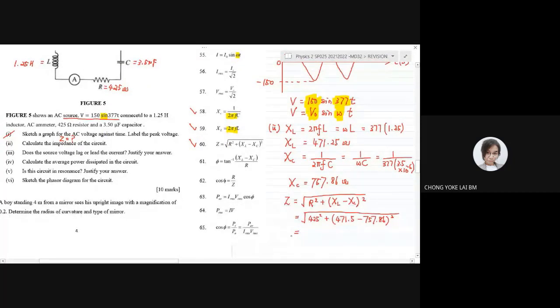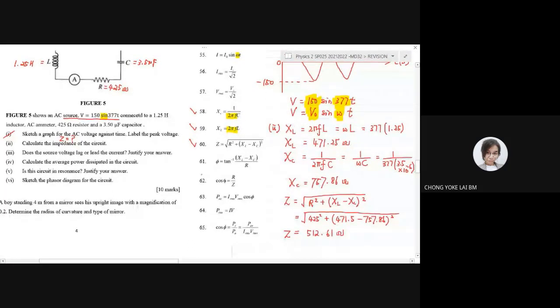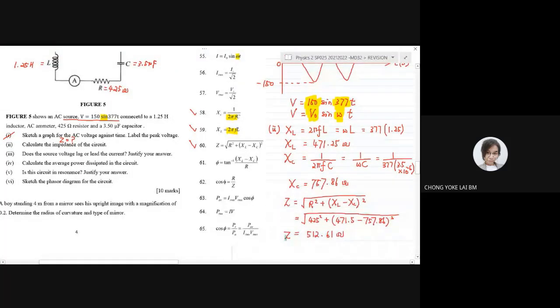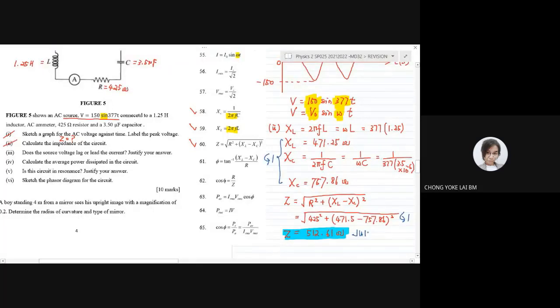Then when you do it correctly, your Z should be around 512.61 ohm. Okay, then kita dah dapat nilai Z dah. Then question 3.